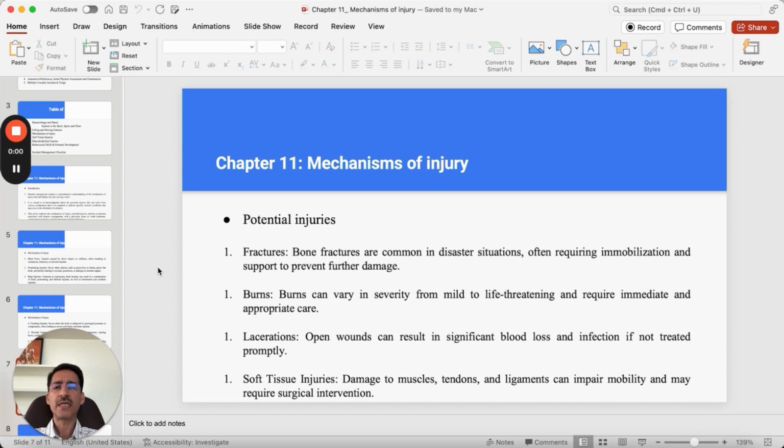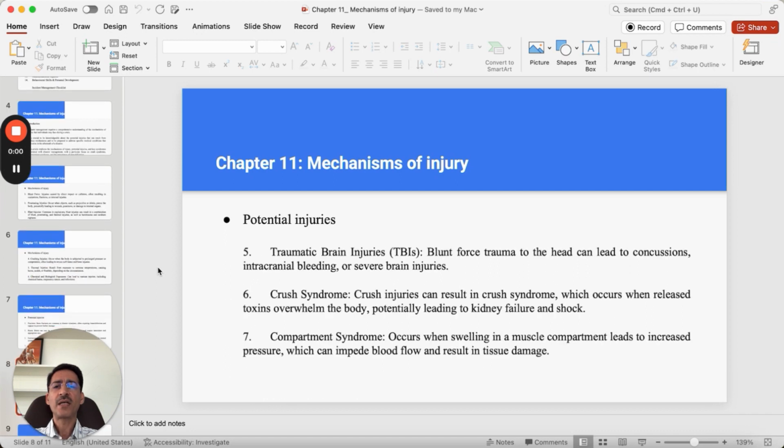Soft tissue injuries. Damage to muscles, tendons, and ligaments can impair mobility and may require surgical intervention. Traumatic brain injuries. Blunt force trauma to the head can lead to concussions, intracranial bleeding, or severe brain injuries. Crush syndrome. Crush injuries can result in crush syndrome, which occurs when released toxins overwhelm the body, potentially leading to kidney failure and shock. Compartment syndrome occurs when swelling in a muscle compartment leads to increased pressure, which can impede blood flow and result in tissue damage.